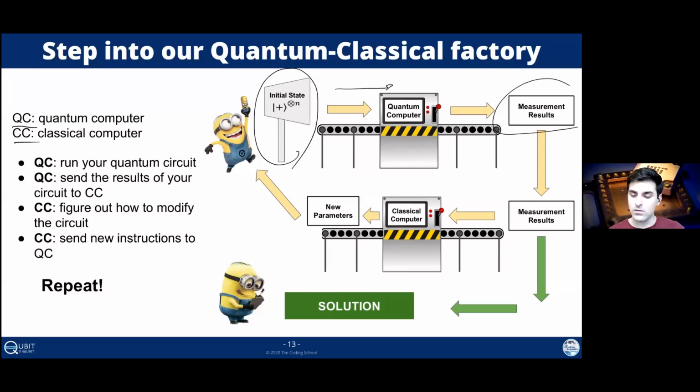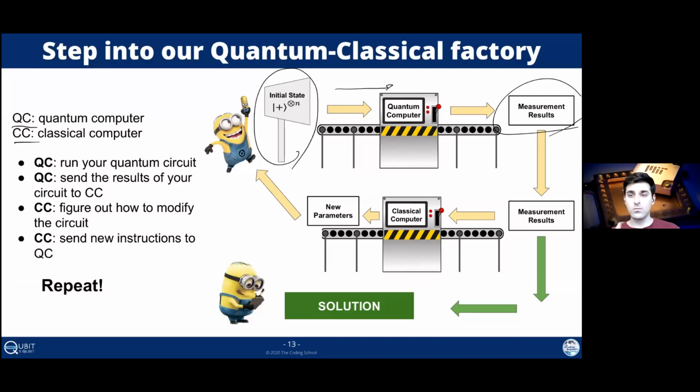And then we measure the results of this quantum circuit. Now, we are going to see what this quantum circuit looks like in a moment. But before we get there, let's talk about the workflow. So how would the quantum computer and the classical computer work together?